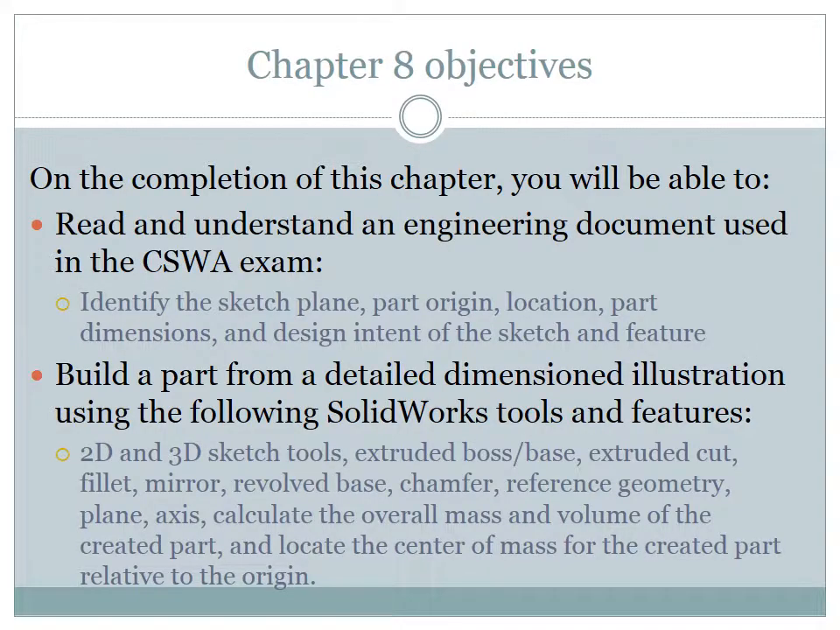By the time you've completed this module, you will be able to read and understand an engineering document used in the CSWA exam, identify the sketch plane, part origin location, part dimensions, and design intent of the sketch and feature. Build a part from a detailed dimension illustration using the following SOLIDWORKS tools and features: 2D and 3D sketch tools, extruded boss base and cut, fillet, mirror, revolve base, chamfer, reference geometry, plane, axis. Calculate the overall mass and volume of the created part, and locate the center of mass for the created part relative to the origin.